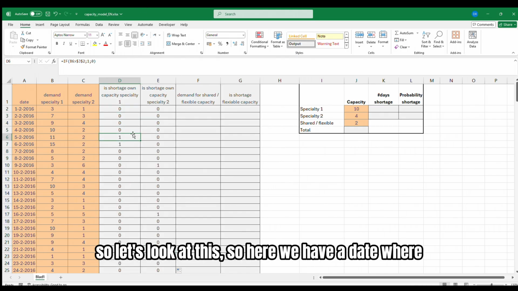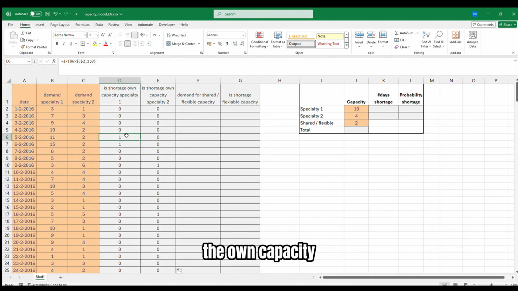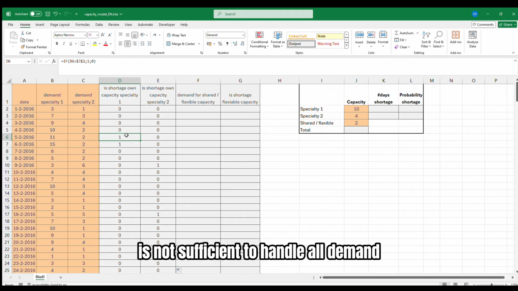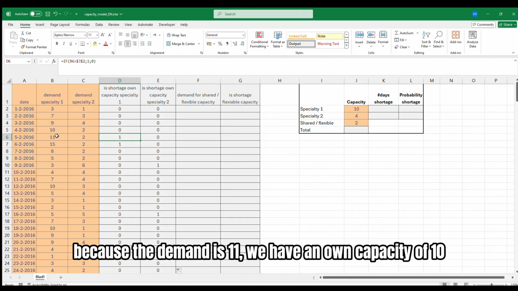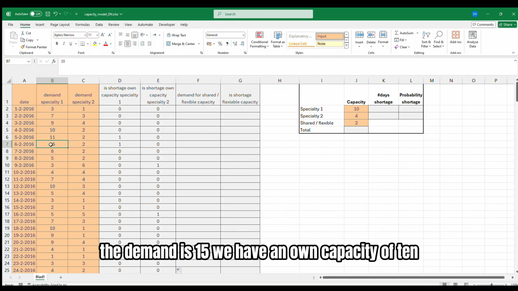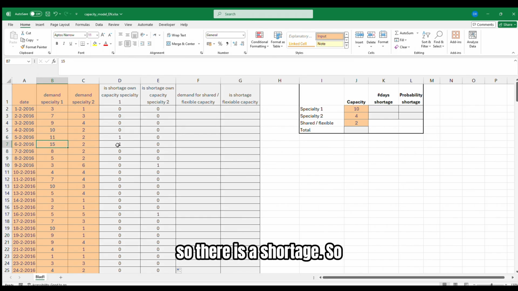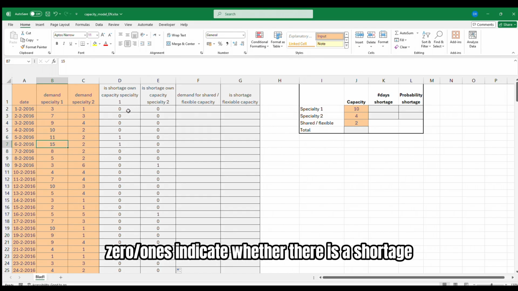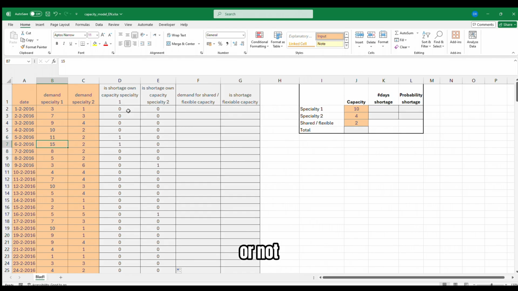So here we have a date where the own capacity is not sufficient to handle all demand, because the demand is 11, we have an own capacity of 10, so there is a shortage indeed. Here as well, the demand is 15, we have an own capacity of 10, so there is a shortage. So note that the 0 and 1s indicate whether there is a shortage or not.